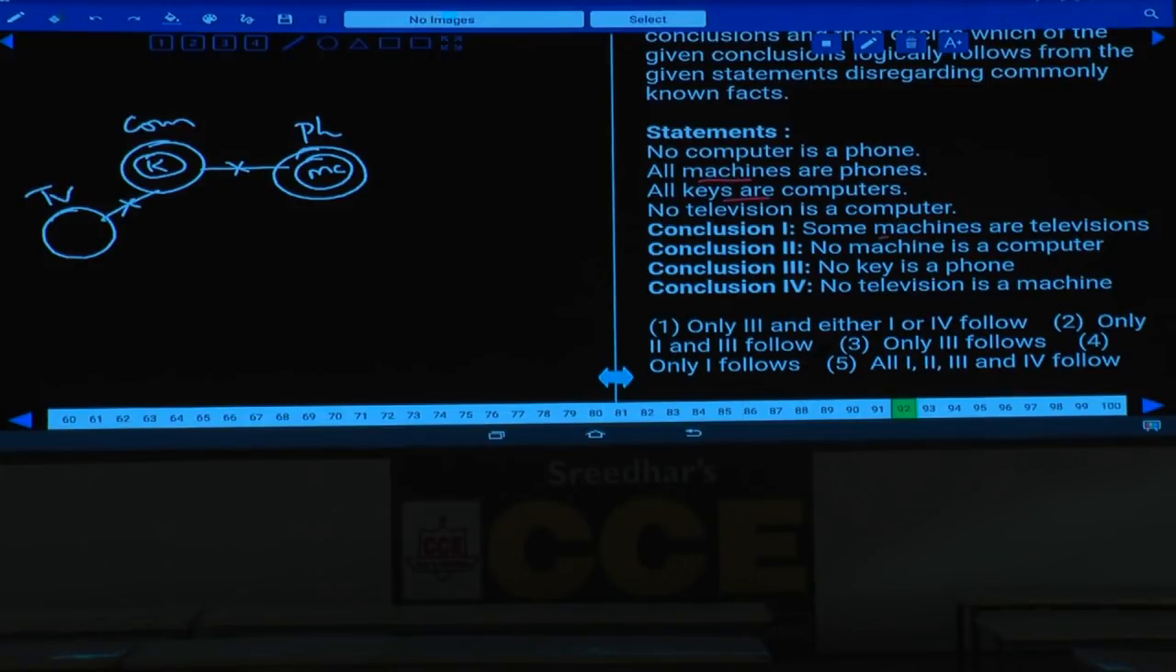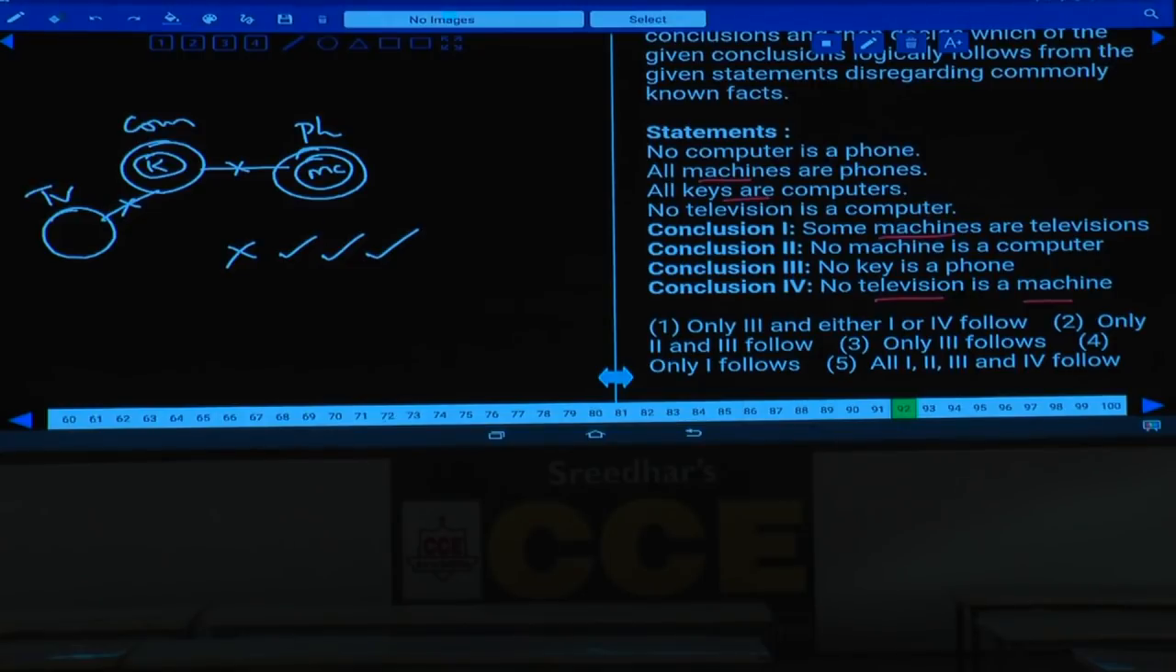Then what is the first conclusion here? Some machines are television. Some machines are televisions is false. No machine is a computer, that is definitely true. No key is a phone, that is also definitely true. And no television is a machine. No television is a machine is also true. With the help of the statement, no television is a computer, television is here, machine is here. Basic diagram, this is also true. Then by combining these, tell me what are the conclusions that can be drawn.